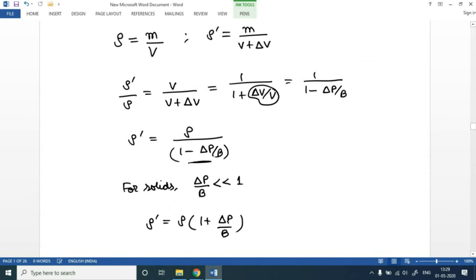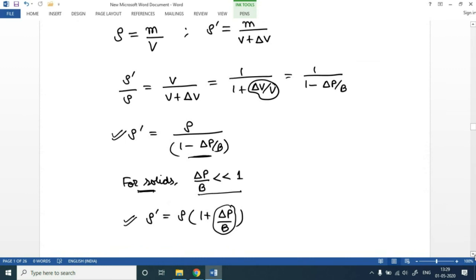Okay, so please try to understand this formula. You can use it anywhere, but if you are using this formula, it would be applicable only when this delta P by B term is very small in comparison to 1. And that will be mostly for solids. So that is one point I wanted to discuss.